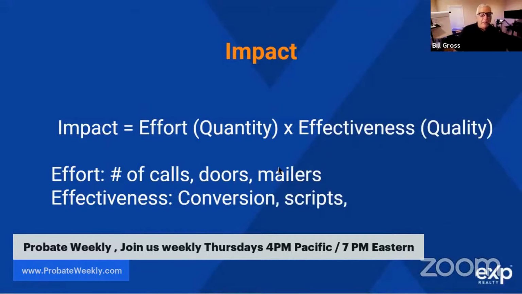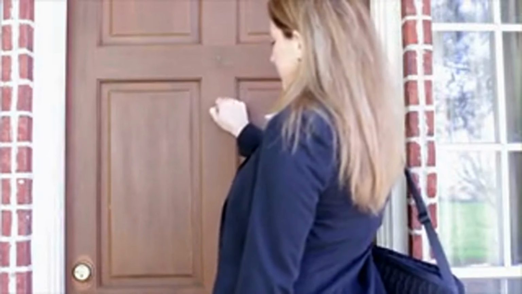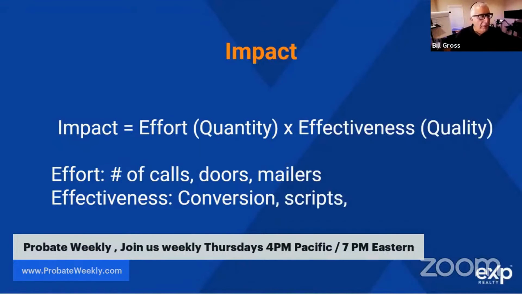And I'm talking about effort being the number of calls you make, the number of doors you door knock or drive for dollars, or houses you drive, and or mailers, all kind of being the same. And effectiveness is how effective you are when you communicate to somebody. So the scripting on the phone call or at the door, the type of marketing piece you mail to, how many mailing pieces is effort, how good the mailing piece is your effectiveness.